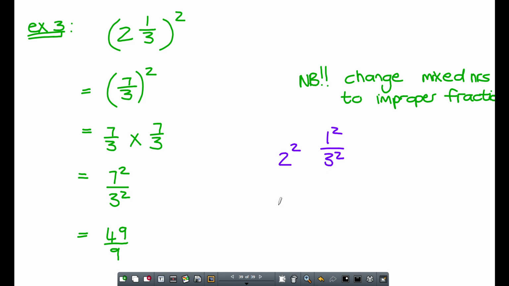Okay, so 2 to the power of 2 would have given me 4, and then 1 to the power of 2 stays 1, 3 to the power of 2 becomes 9, and 49/9 is actually 5 4/9. So you see that it's going to be wrong, okay, because you are seeing it as the 2 and the third as 2 separate things, where actually it's 1. Okay, so it's one thing, keep it as 1.